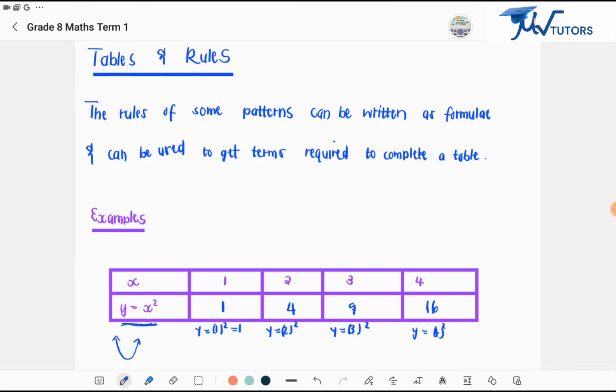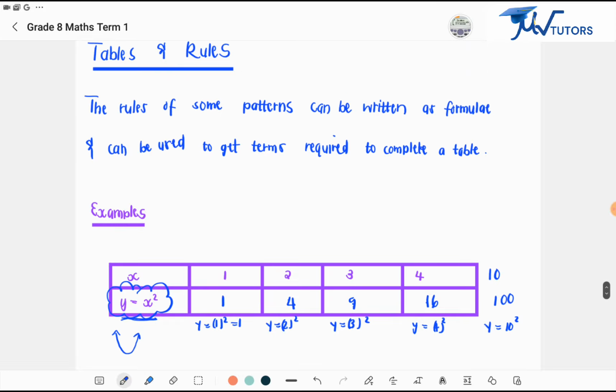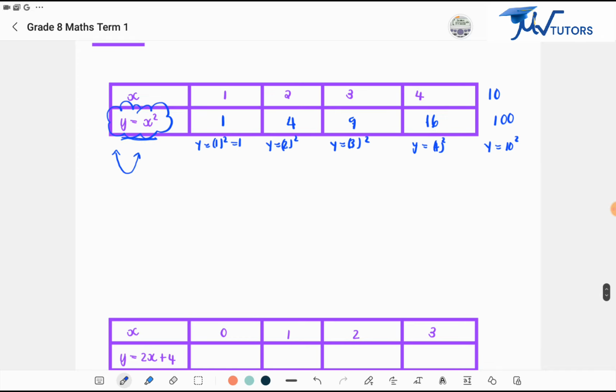So if I wanted to jump to x is 10, I would simply say y is equal to 10 squared. Okay, and just leave out the brackets, and then my y value will basically be 100 if I wanted to know further. Okay, other values, as long as they have given me this relationship in terms of a formula. Like we said here, the rules of some patterns can be written as formulae and can be used to get terms required to complete a table. So that is quite nice.